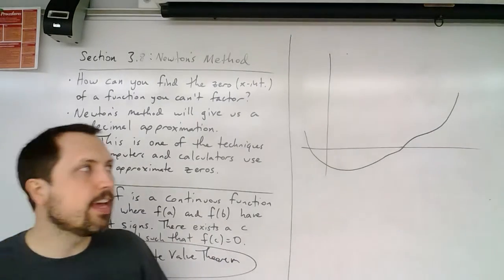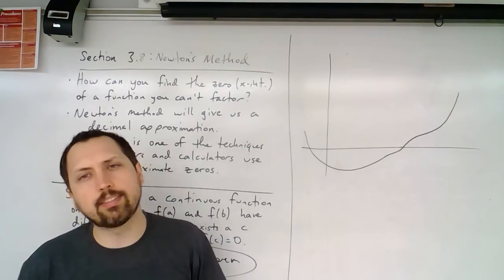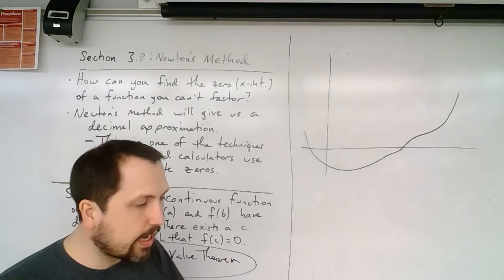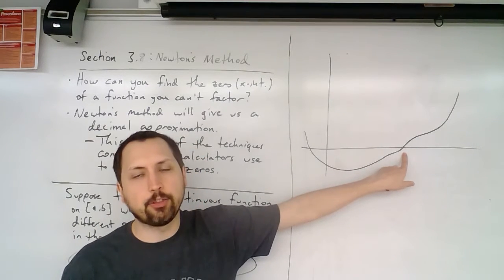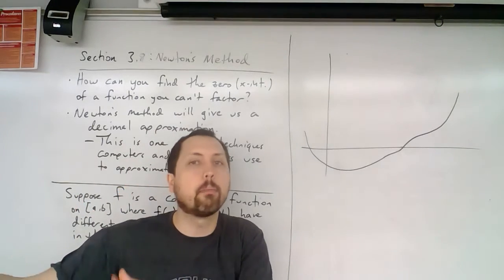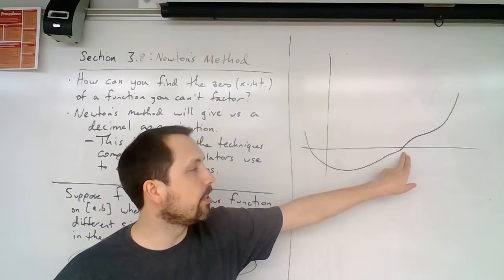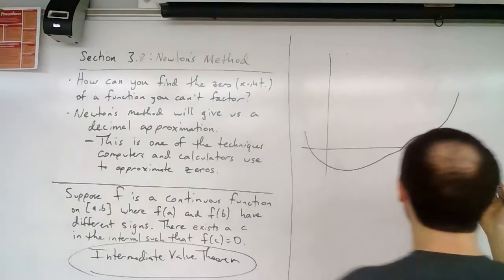Okay, I want to take a look at an example to help us get a feel for what is happening graphically with Newton's method. We're trying to approximate this value here. If we're given just an arbitrary function f of x equal to something, we don't know exactly what this number is. So let's take a guess. We're going to do some approximation.